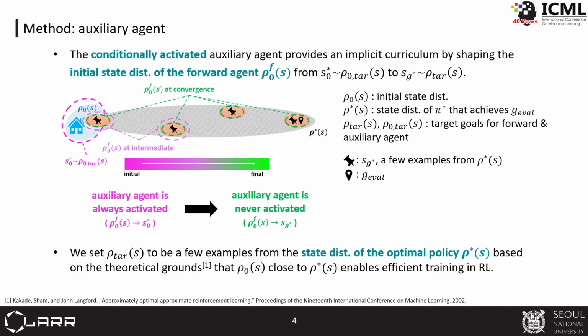We set ρ_target to ρ*, the state distribution of the optimal policy that achieves the evaluation goal g_eval, based on the theoretical grounds that ρ_0 close to ρ* enables efficient training in RL. In practice, it suffices for ρ_target to contain a minimal number of key points S_G* that roughly outline the task. For example, a handful of examples from ρ_0 and g_eval, respectively.